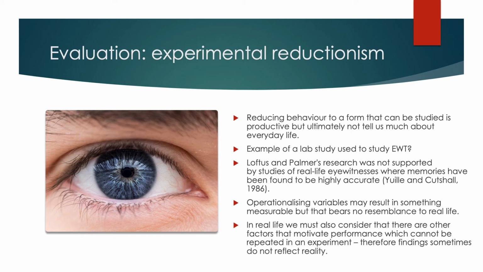And we have to consider as well that in real life, real eyewitnesses are motivated very differently in their performance. So for Loftus and Palmer, it didn't really matter what speed the participants estimated. It didn't make an impact on their life at all. Whereas with Yule and Cutshall, they were trying to find who had done this, so they had much more motivation to have an accurate memory of this. So therefore, they're not comparable, and their findings sometimes just don't reflect reality. So experimental reductionism can be seen as less useful.